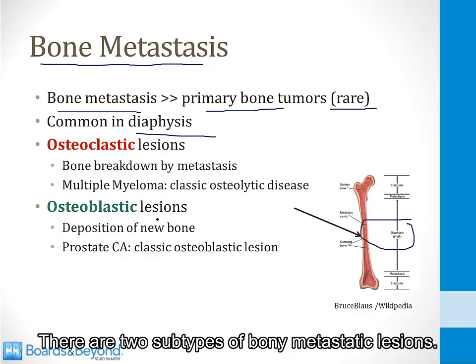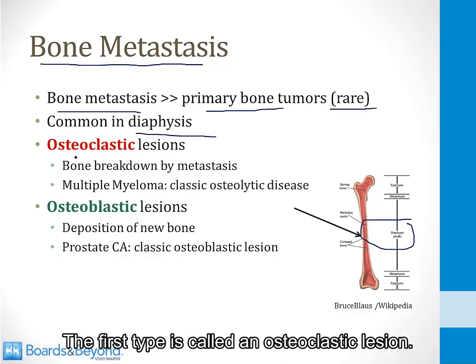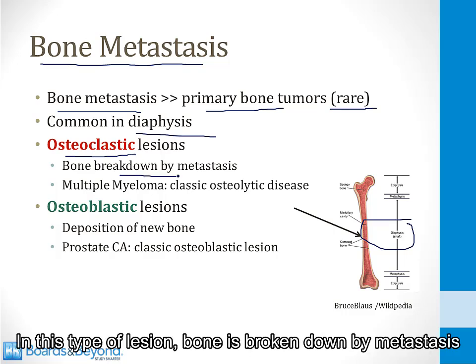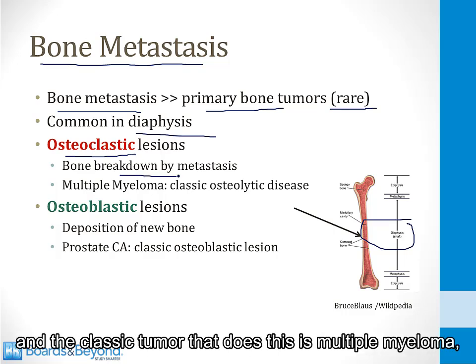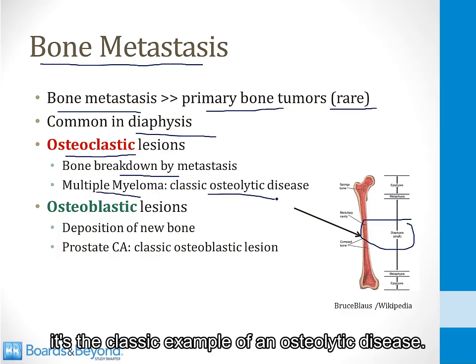There are two subtypes of bony metastatic lesions. The first type is called an osteoclastic lesion. In this type of lesion, bone is broken down by metastasis, and the classic tumor that does this is multiple myeloma. It's the classic example of an osteolytic disease.